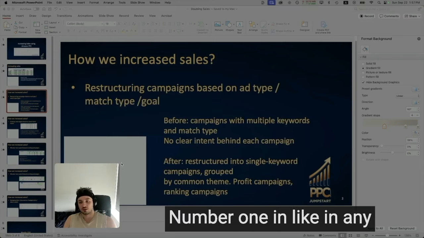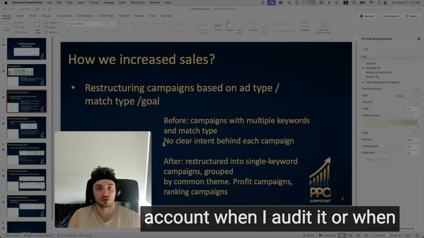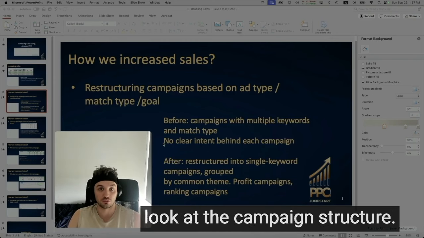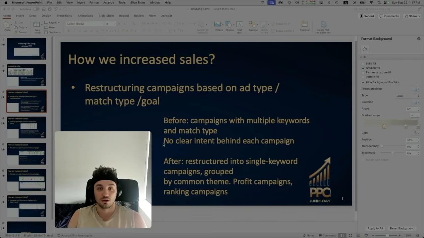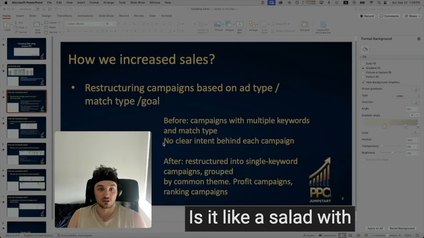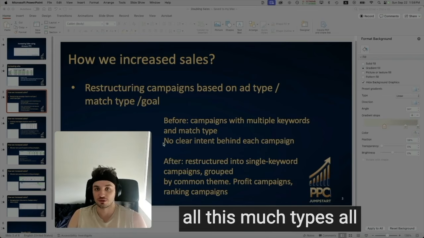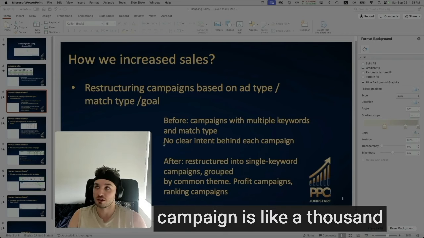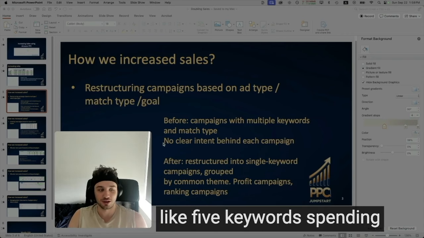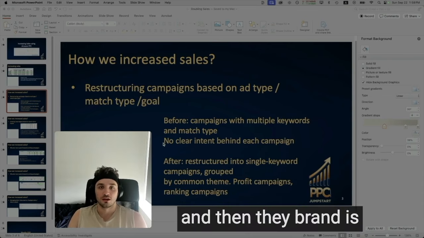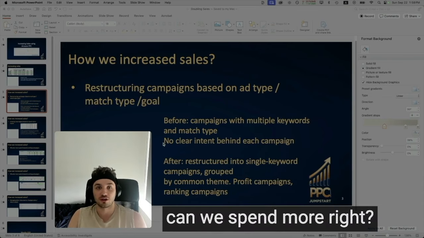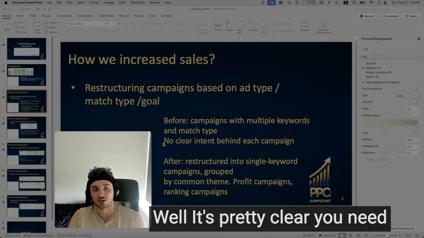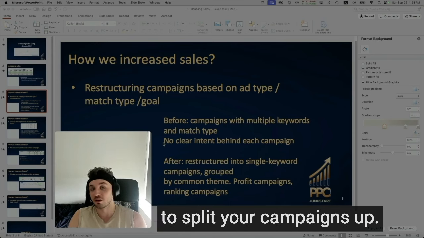Number one, in any account, when I audit it or when I start working on the account, I look at the campaign structure. Is it a total mess? Is it like a salad with all these match types mixed in one campaign? I've seen a campaign with like 1,000 keywords, and only 5 keywords spending. And then the brand is asking me, okay, how can we spend more? Well, it's pretty clear you need to split your campaigns up.